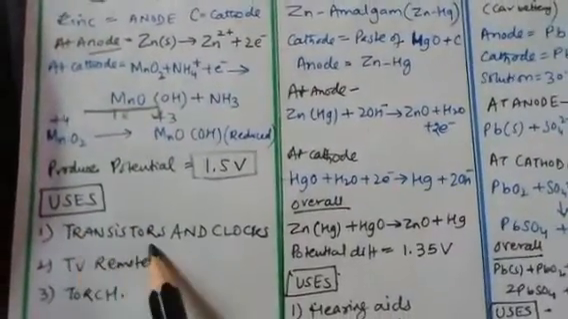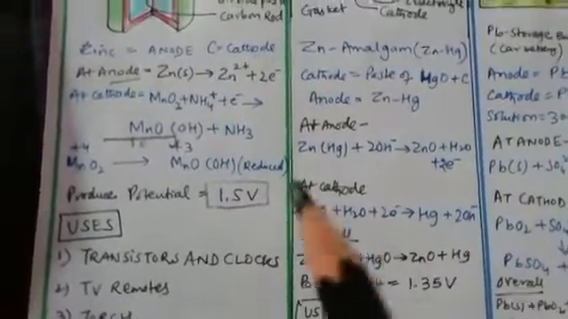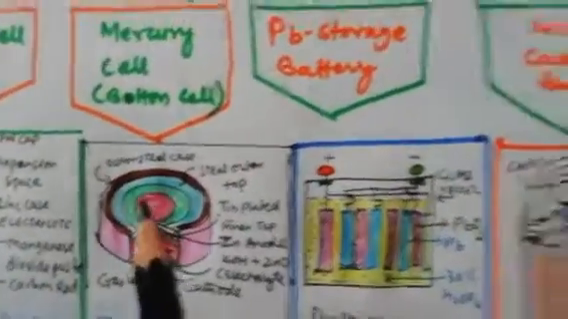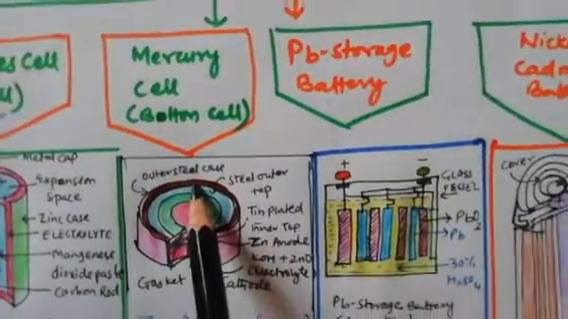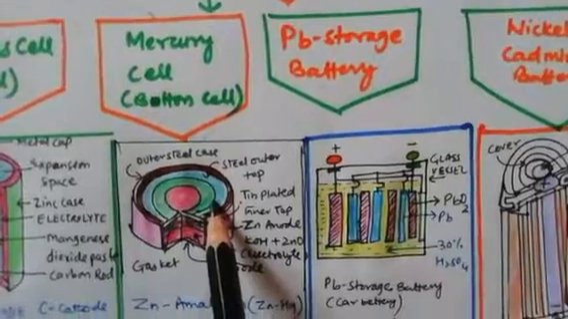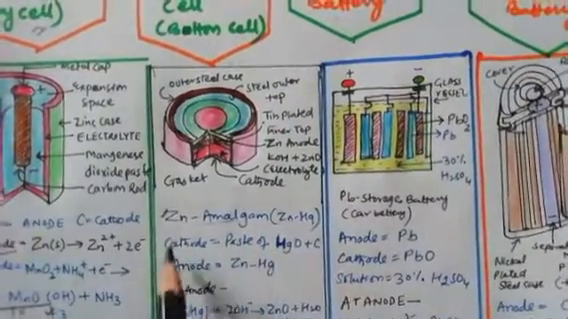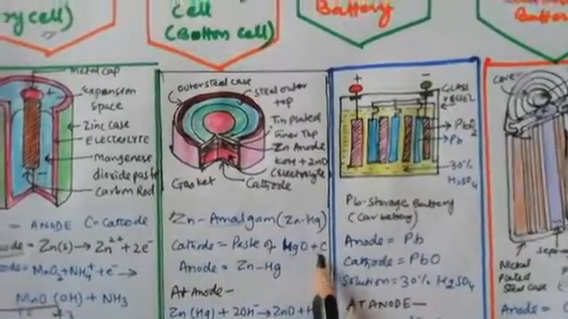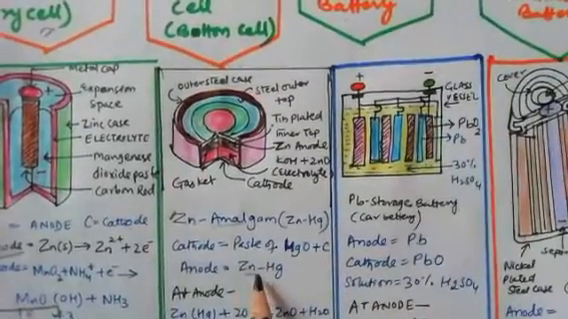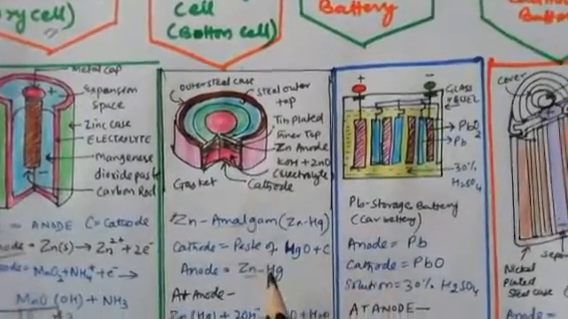It is used in transistors, clocks, TV remotes and torches, which we use in daily life. The second type of cell is the mercury cell, the button cell. It consists of zinc mercury amalgam as the anode, and the cathode is a paste of mercury oxide with carbon. Amalgam is a solution or mixture containing mercury.